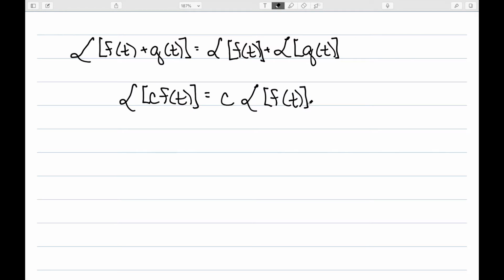And the second piece says that the Laplace transform of c times f of t is c times the Laplace transform of f of t, so I can multiply by scalars as well. The second piece said that the transform of c times f of t is c times the transform of f of t, so I can move multiple constants in and out. Let's do an example of using this.